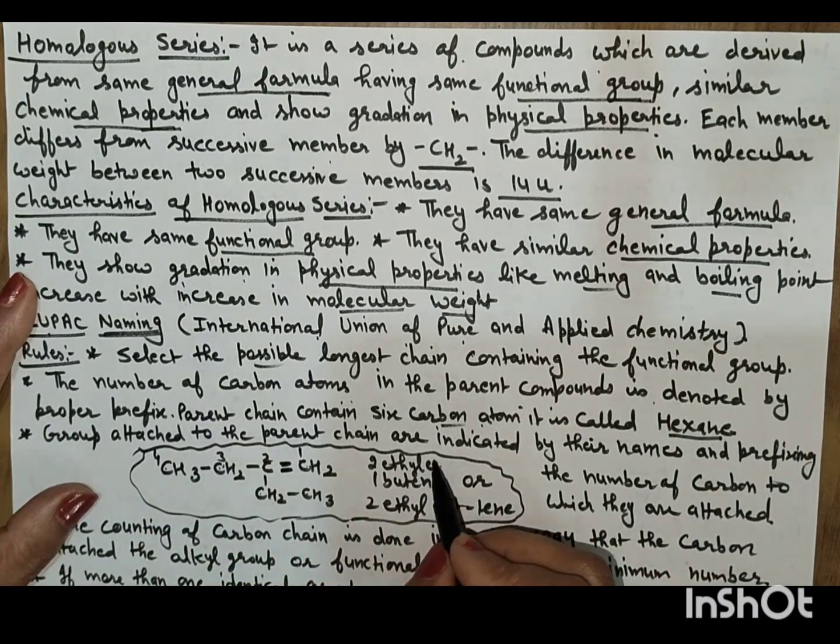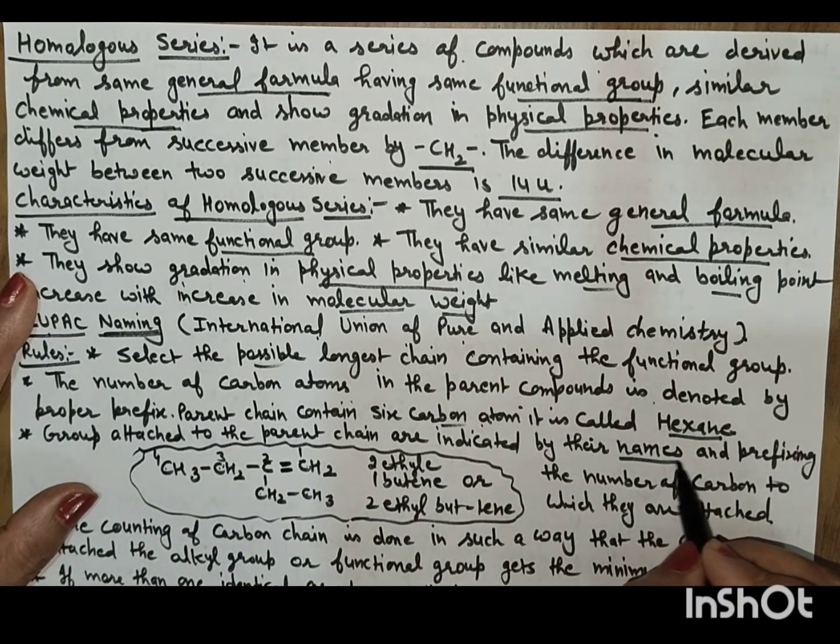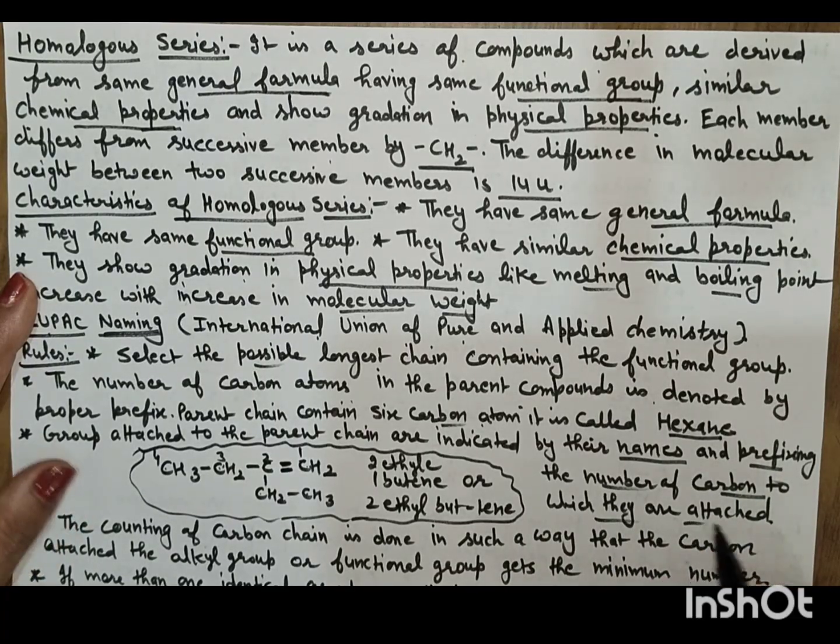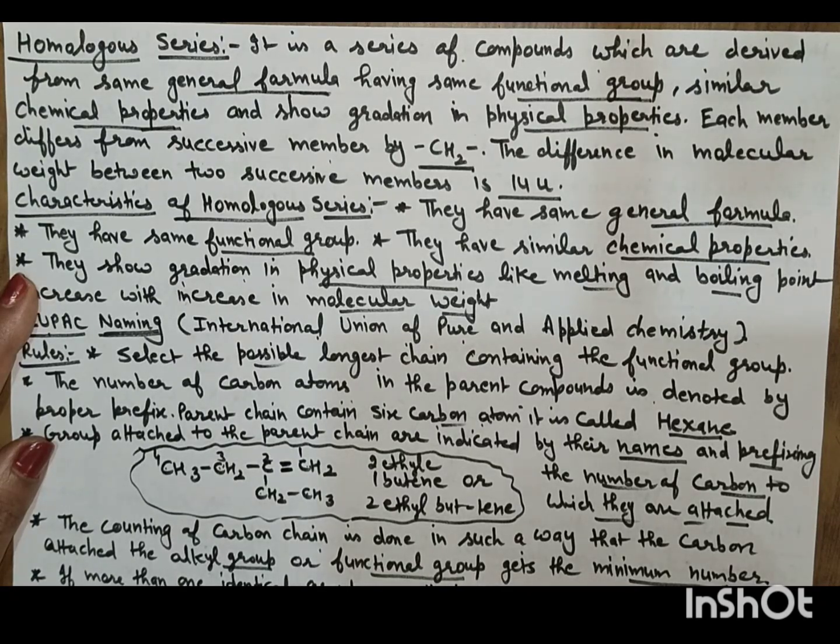Groups attached to the parent chain are indicated by their names, prefixed by the number of the carbon to which they are attached. Counting of the carbon chain is done in such a way that the carbon attached to the alkyl group or functional group gets the minimum number.